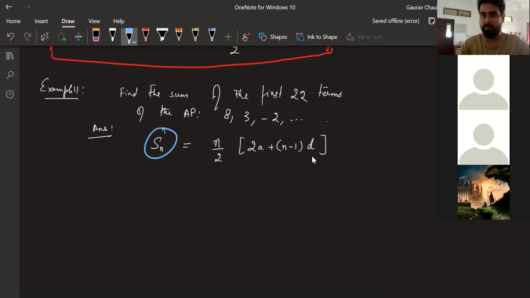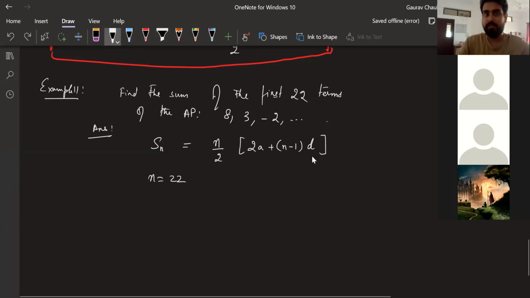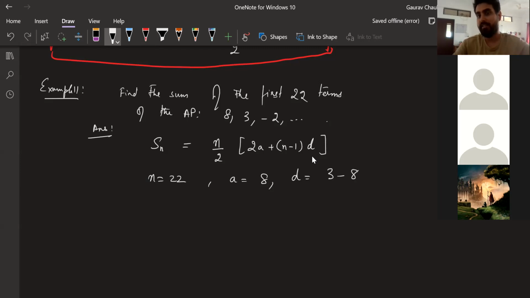Sn, you have to find S22. So don't worry, your n is equal to 22 because they're asking for the addition of the first 22 terms. A is also given. A is 8. D is also given. D is basically 3 minus 8, that's equal to minus 5. So far, so good, everyone? Everyone good with this?